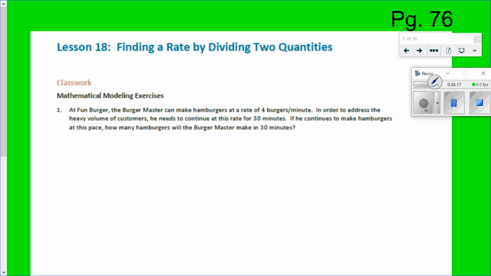Okay, at Funburger, the Burger Master can make hamburgers at a rate of 4 burgers per minute. In order to address the heavy volume of customers, he needs to continue this rate for 30 minutes. If he continues to make hamburgers at this pace, how many hamburgers will he make in 30 minutes? There's our question.